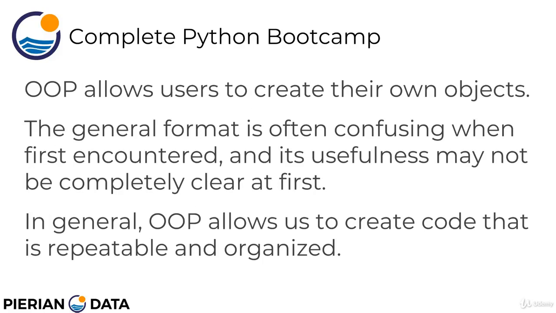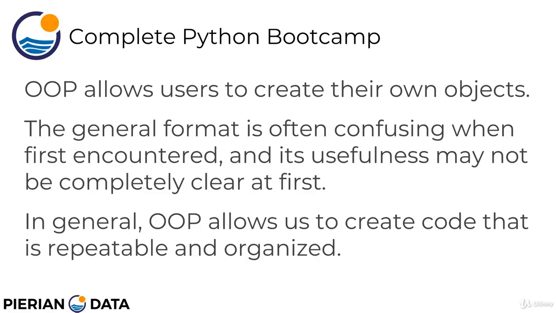OOP, or Object-Oriented Programming, allows users to create their own objects with their own methods and own attributes. And the general format is often confusing when first encountered, particularly because of the use of a self keyword. And its usefulness may not be completely clear at first for beginners.